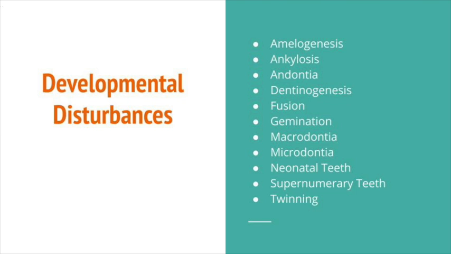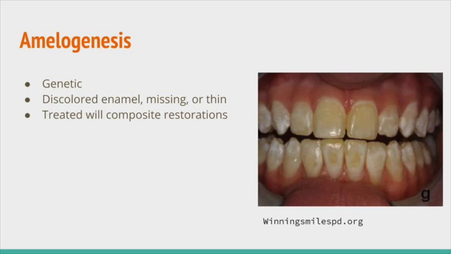Next, we're going to be talking about developmental disturbances. Amelogenesis is genetic. It is discolored enamel, missing or thin, and it is treated with composite restorations. It is more susceptible to caries because of lack of protection from the enamel.